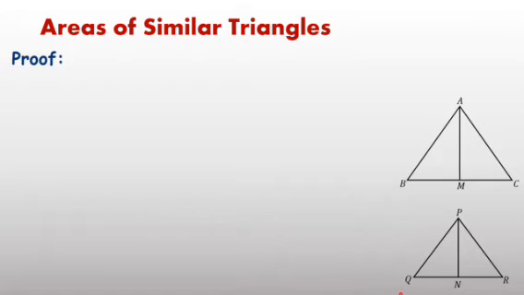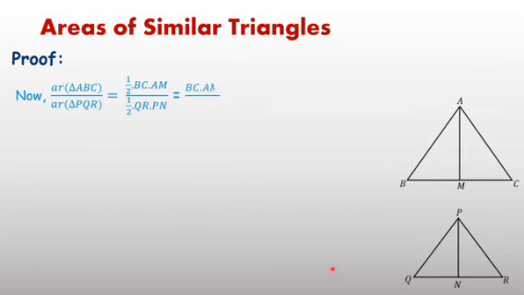In triangles ABC and PQR, AM and PN are perpendicular. Therefore, area of ABC upon area of PQR, we can apply the formula: half base into perpendicular. Area of ABC equals half base BC into perpendicular AM upon half base QR into perpendicular PN. Half cancels out, BC into AM upon QR into PN equals BC upon QR into AM upon PN. Write equation first. It is just simple, I have written the formula.